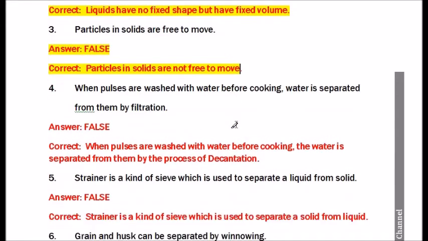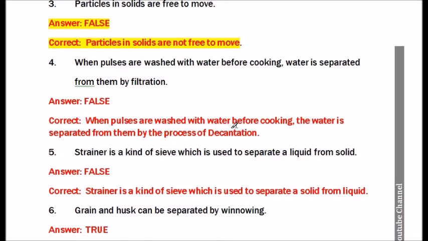Question number 4. When pulses are washed with water before cooking, water is separated from them by filtration. Answer is false. The correct answer is when pulses are washed with water before cooking, the water is separated from them by the process of decantation.